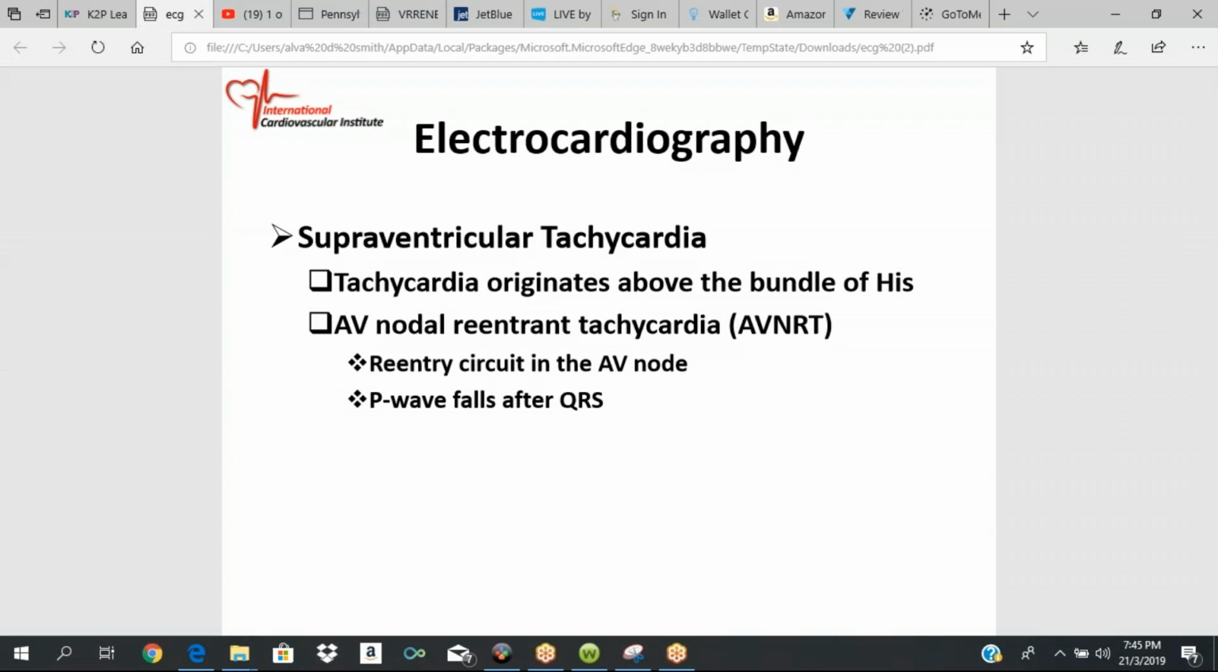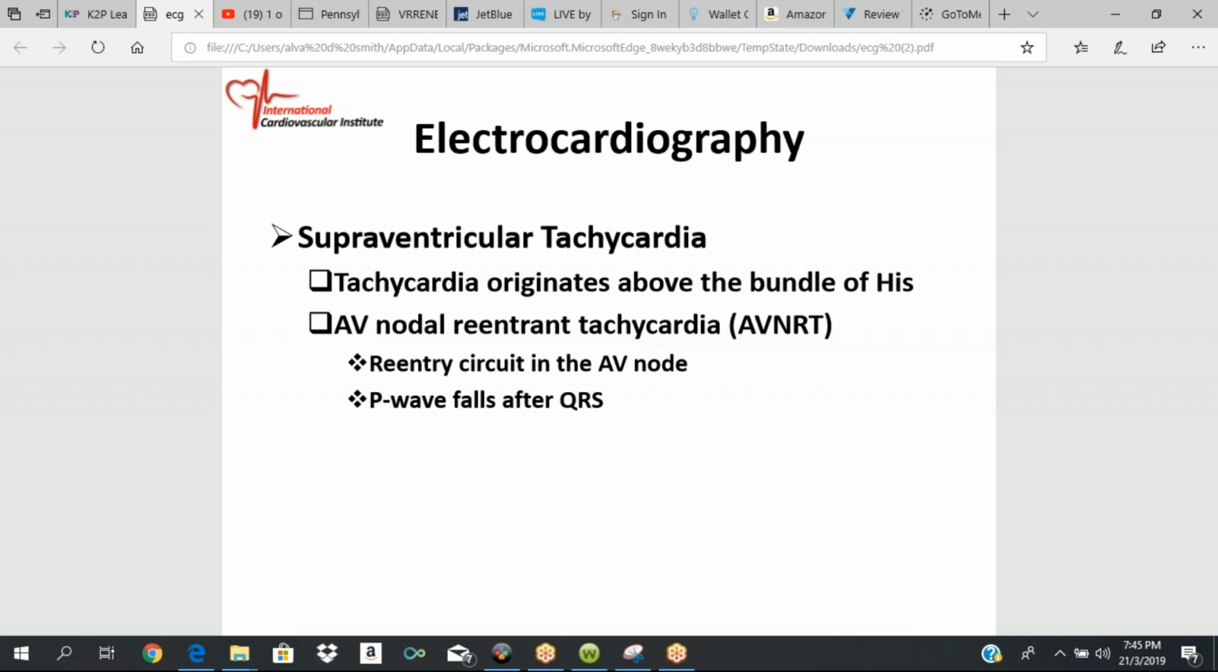So when we say supraventricular tachycardia, it is tachycardia above the bundle of His, and one of the most common types is AVNRT, atrioventricular nodal reentry tachycardia. That's the most common type, and there are two types. One is the classic, or the typical, and the other one is the atypical.